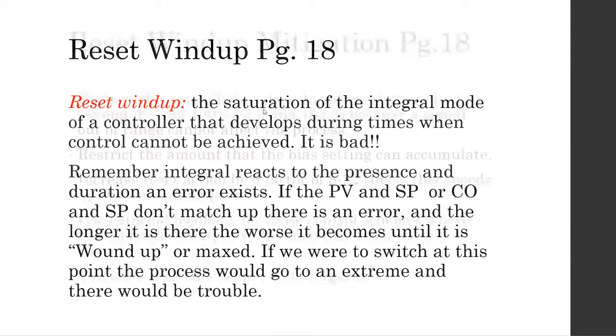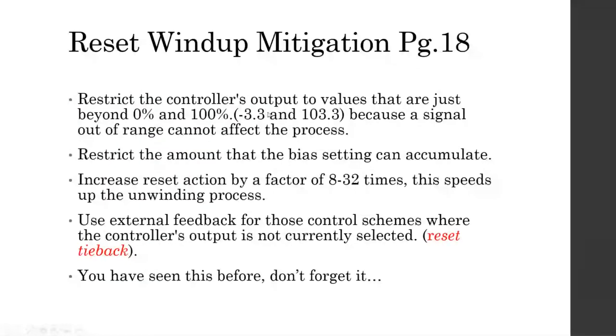So how do we do that? We can do a number of different things. One is we can restrict the controller's output values so that they're just beyond 0 and 100%. So in the ILM, I think it says about -3.3 and 103.3. These numbers are arbitrary, but basically it's just saying we can only go so high. We can't go to 150 or 160, or we can't pile up error all day long.